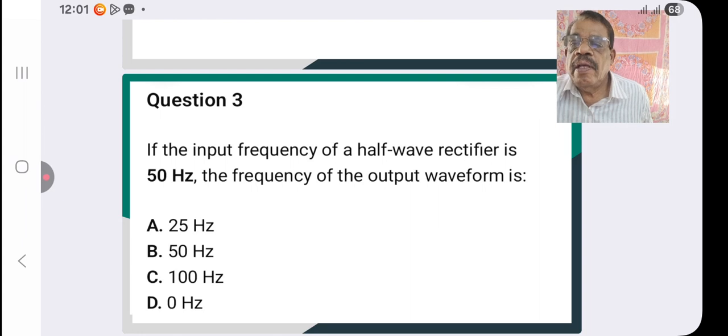Question number 3. If the input frequency of a half-wave rectifier is 50 Hz, the frequency of the output waveform is: 25 Hz, 50 Hz, 100 Hz, 0 Hz. The answer is 50 Hz.